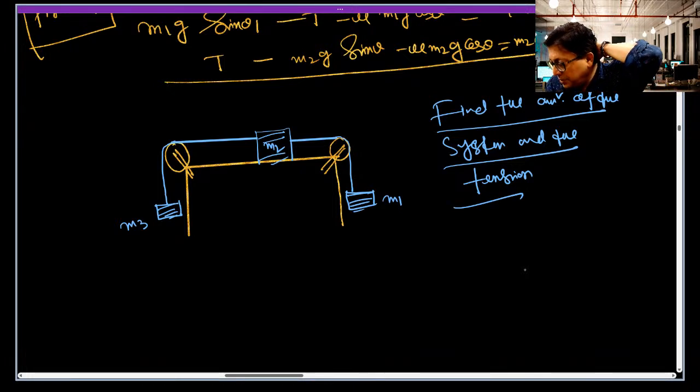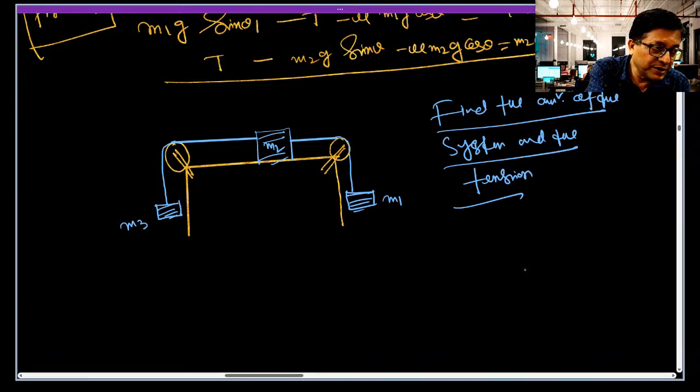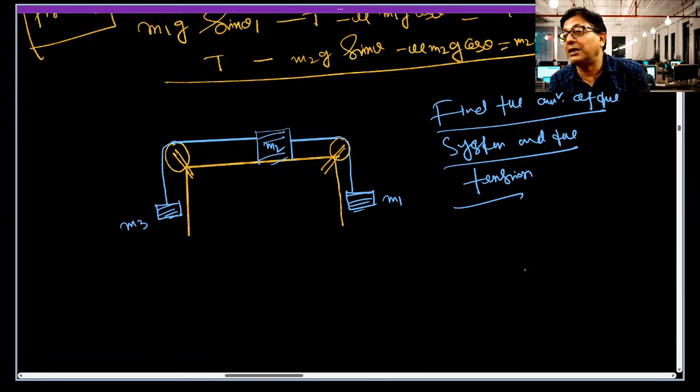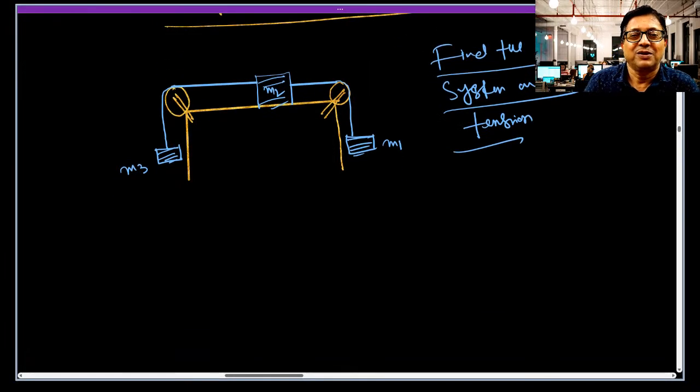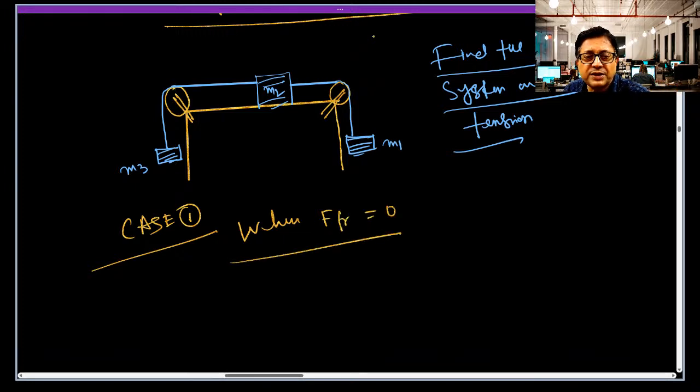You can take any direction, but in the actual calculation, if acceleration gives negative, then the system is not going that way, it is going in the opposite direction. So I will solve this problem again, considering when friction is absent and when friction is present. Friction coefficient be mu. When friction is present, tension will be different, of course. Case 1, when Fr equal to 0, I mean no friction is there.